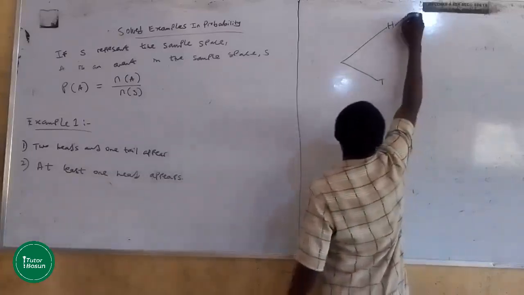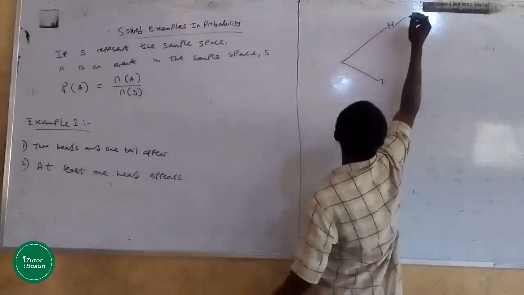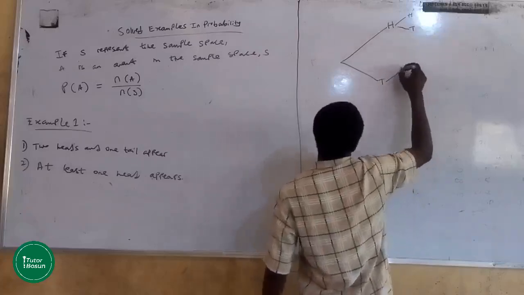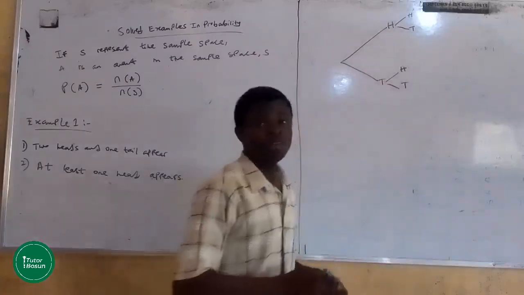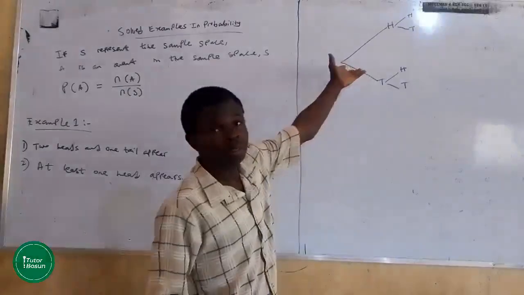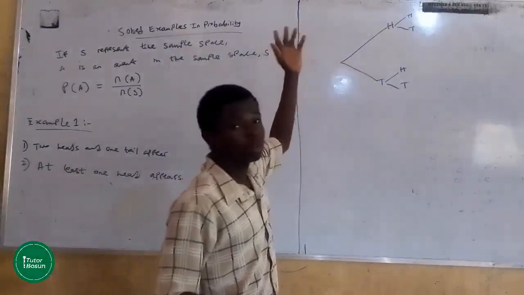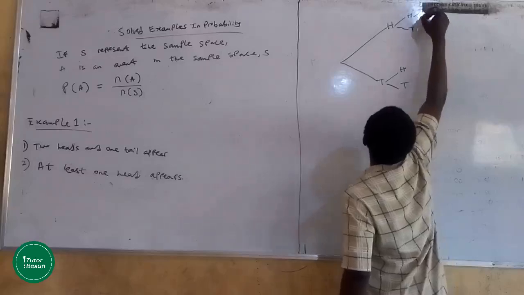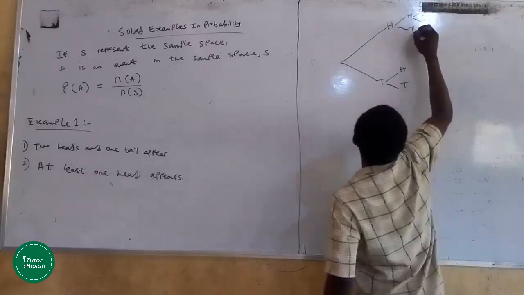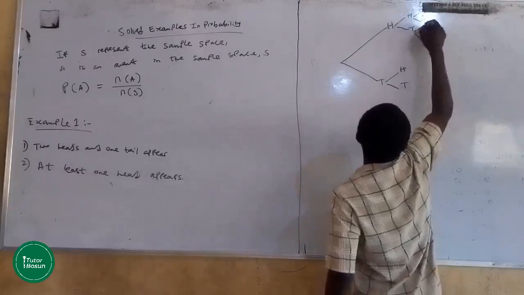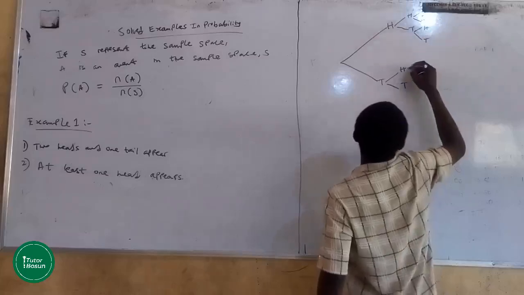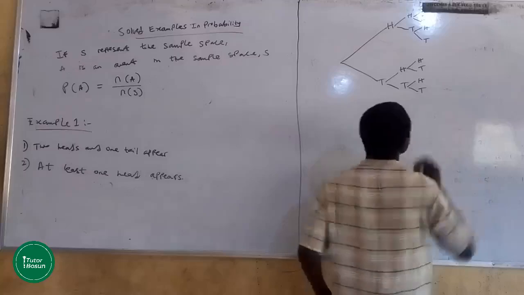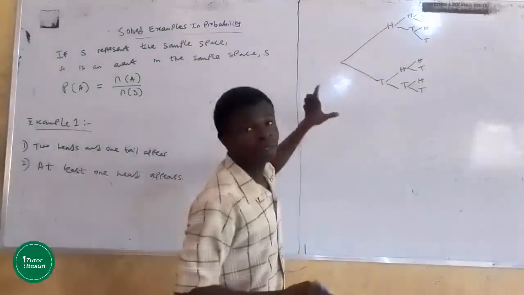Then you can move further and say this head will generate another head and tail. This will also generate another head and tail. If you are dealing with 2 fair coins, then you can stop at this point, but we are dealing with 3 fair coins. So we'll move further and say this gives us head, tail, and this will also give us head, tail. This will also give us head, tail, and this will give us head, tail. So we can now draft out our sample space from this diagram.